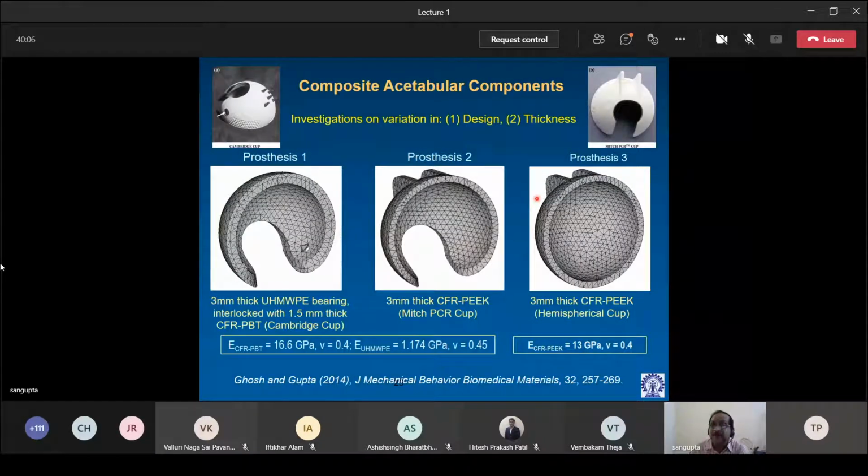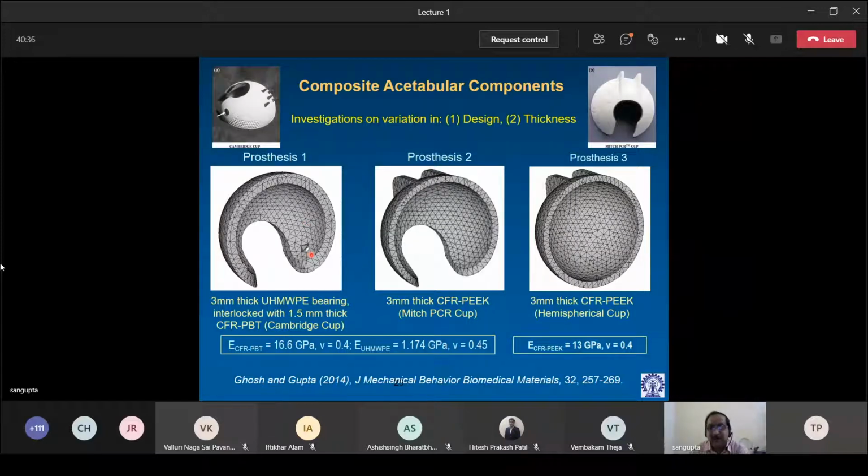Similarly, we can investigate different designs, having different thicknesses. You can see here the cutout, thicker design, thinner design, as well as with cutout, without cutout. So everything can be explored. This is Cambridge cup, this is Mitch cup. This is also explained to you earlier.